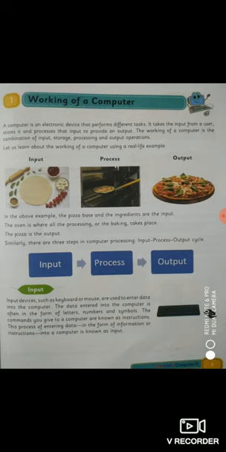Input devices such as keyboard or mouse are used to enter data into the computer. The data entered into the computer is often in the form of letters, numbers, and symbols. The commands you give to a computer are known as instructions. This process of entering data, in the form of information or instructions, into a computer is known as input.